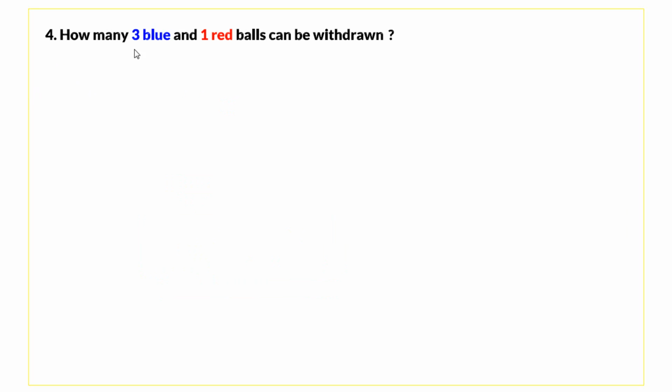Question number 4. How many 3 blue and 1 red ball can be withdrawn? Or in how many ways can we withdraw 3 blue and 1 red?